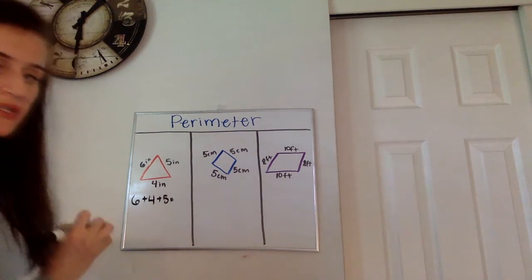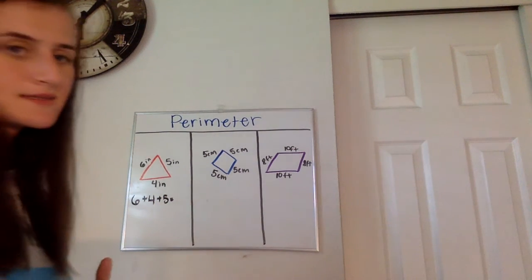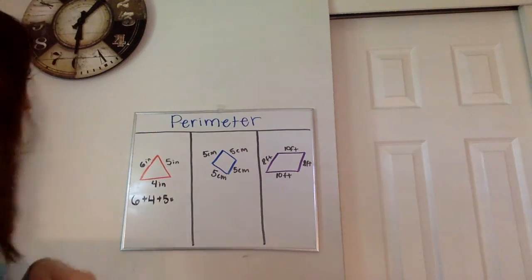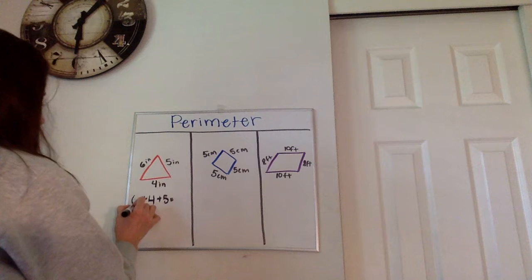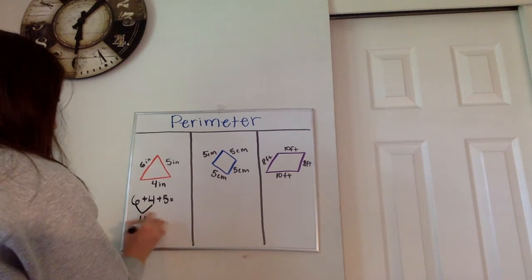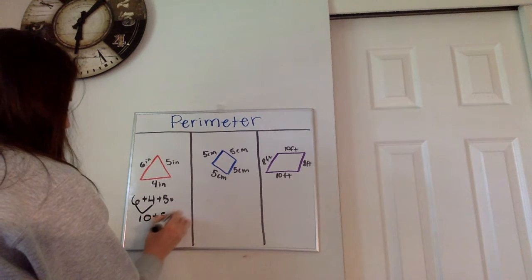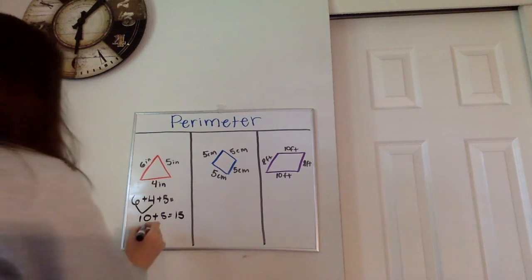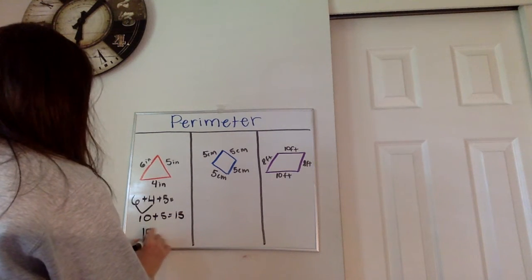Now we're not going to work too much on our adding skills today because I know you know how to add. We've practiced it a lot and I don't want you to waste your time. So I have 6 plus 4, which I know is 10, plus 5, which I know is 15. So the perimeter of my triangle is 15 inches.